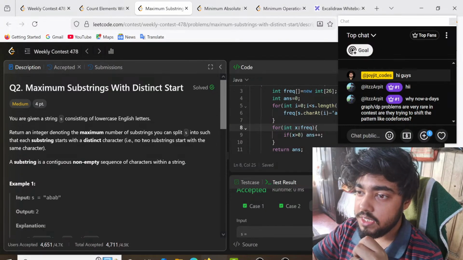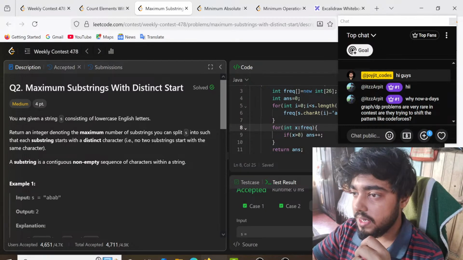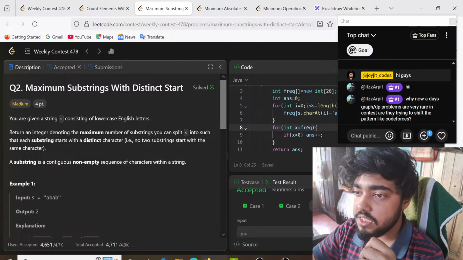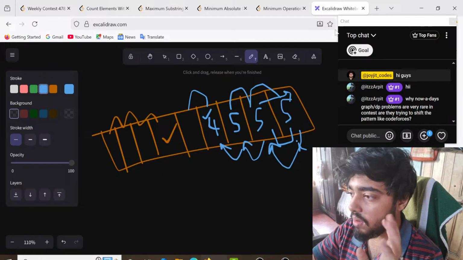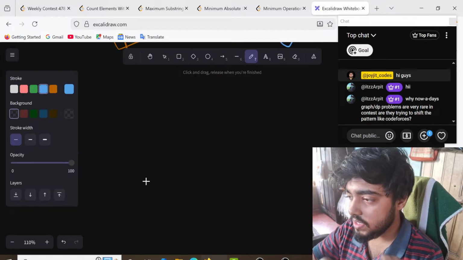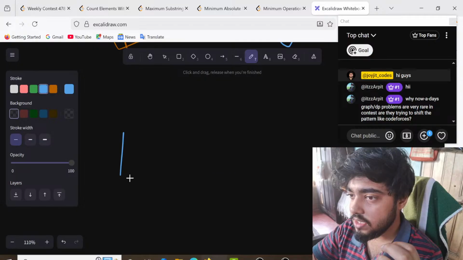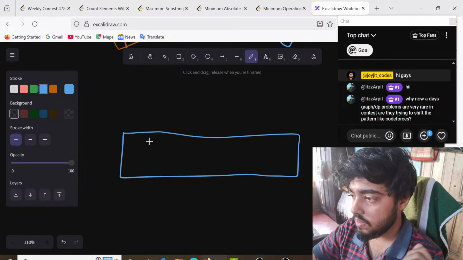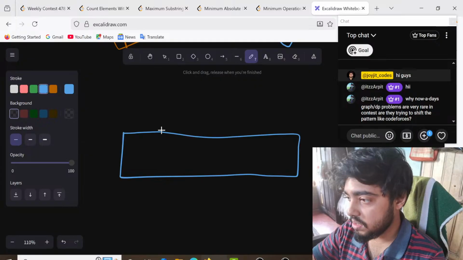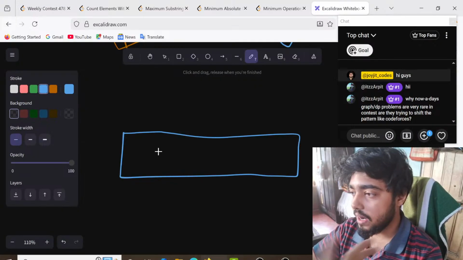So return an integer denoting the maximum number of substrings you can split S into, such that each substring starts with a distinct character. No two substrings start with the same character. A substring is continuous, so you have to find the number of substrings such that all the substrings start with a different character. So let's say you're having a string and you want to maximize the number of different characters the substrings are starting with, right? That is what the main target is.